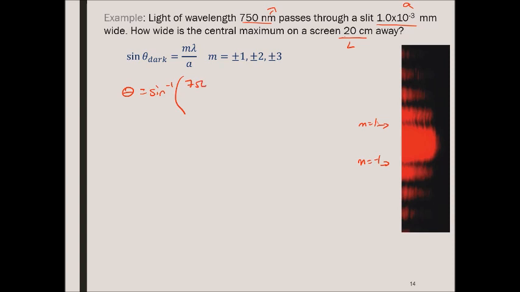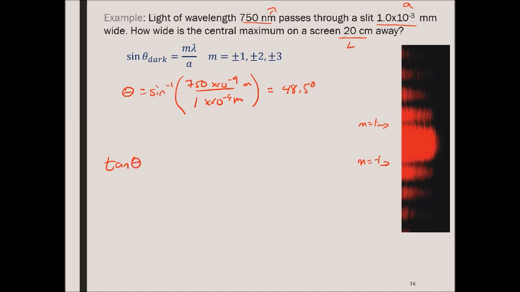So 750 nanometers times 10 to the negative 9th divided by my slit width of 1 times 10 to the negative 6 meters. Those meters cancel, so that's a good thing. And then my angle is 48.5 degrees. So since my slit is so tiny, I'm actually getting a pretty big angle.